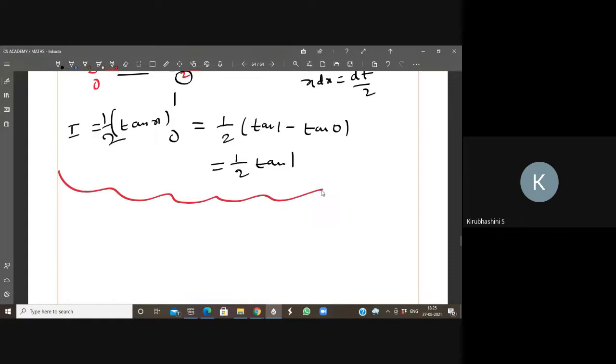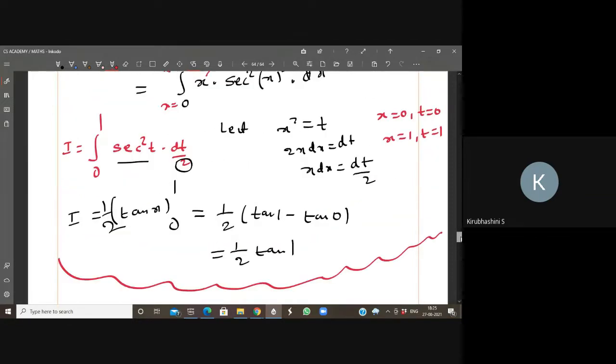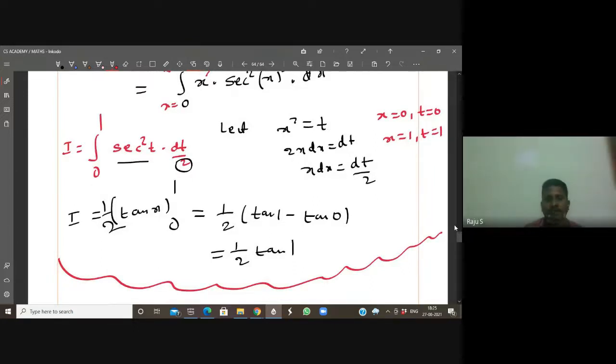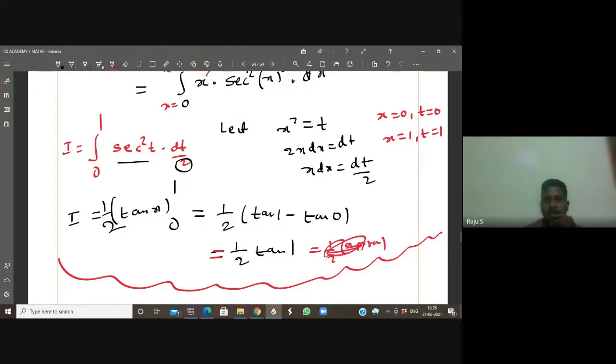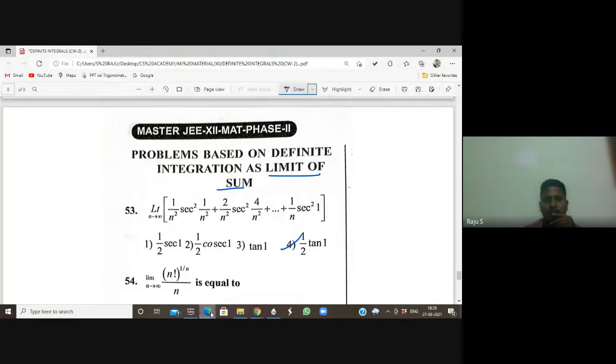For smaller angles, tan theta is equal to theta, no sir? So can we write 1 by 2 tan 1 as 1 by 2? For a very small angle, if they give an approximate value, that is approximately 1 by 2. But whenever you write equal, you should write tan 1 only. When you write 1 by 2, you can write approximately in brackets. They do not ask any approximate value, so we will write just 1 by 2 tan 1. This is the limit of a sum.